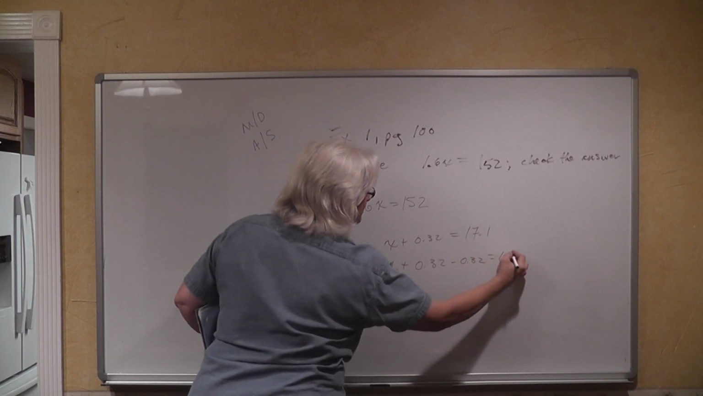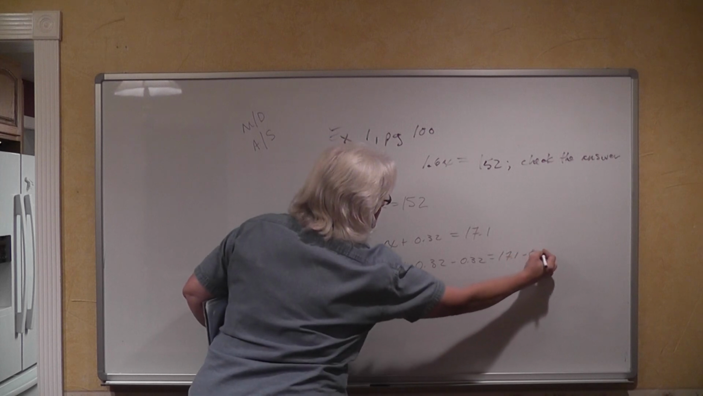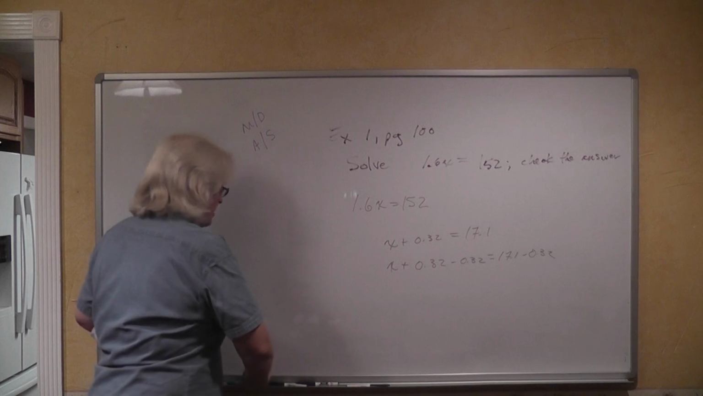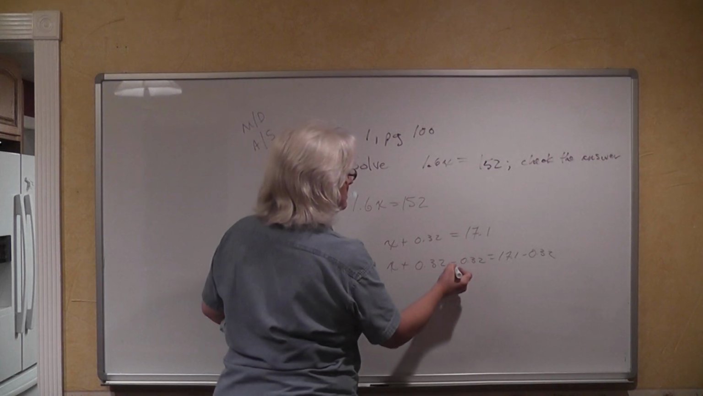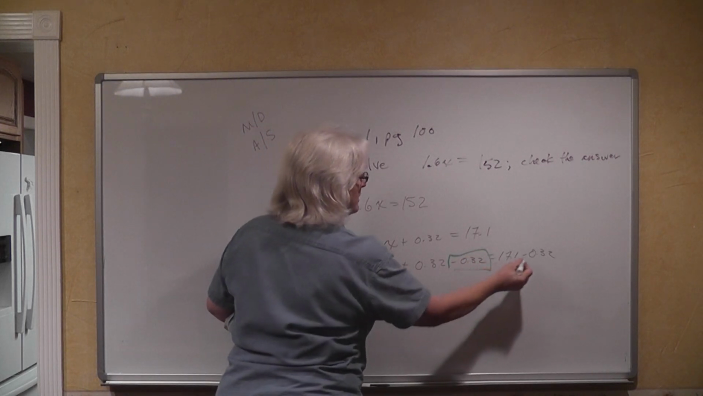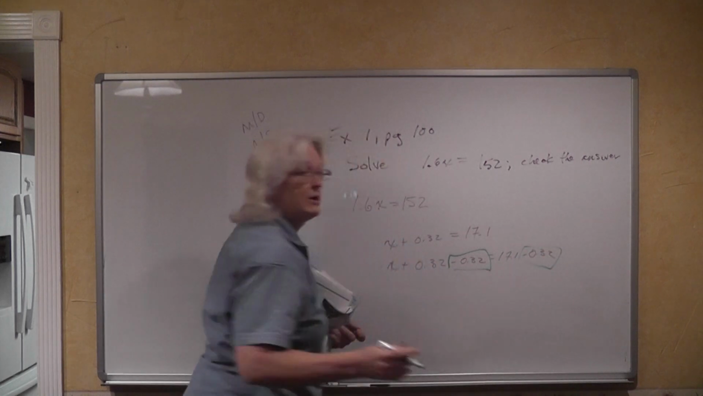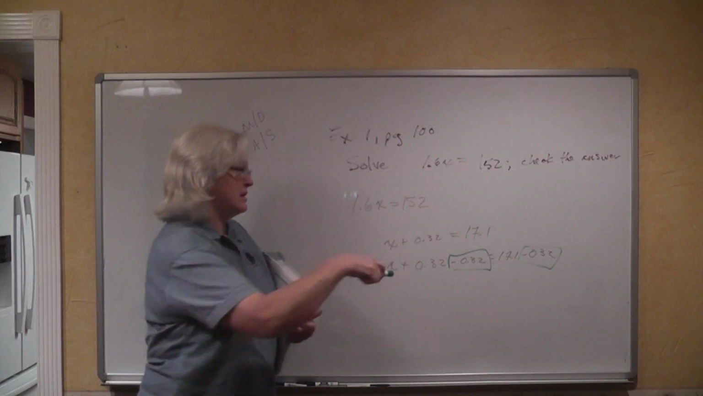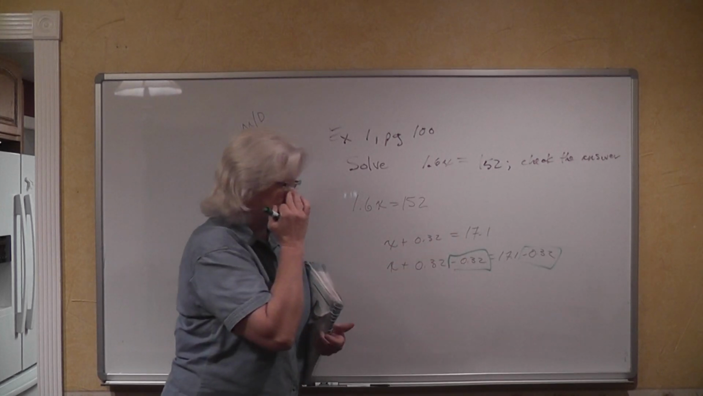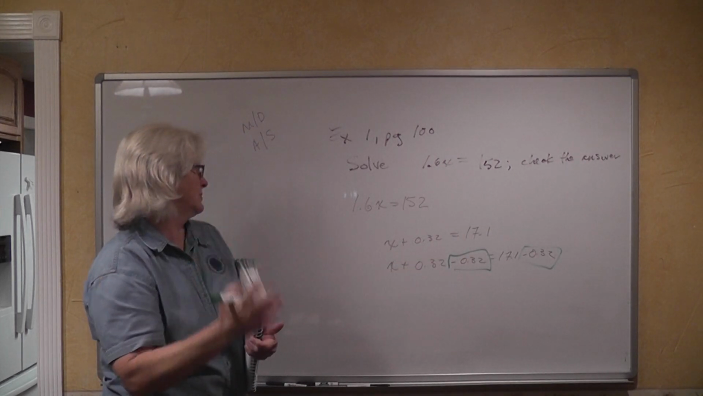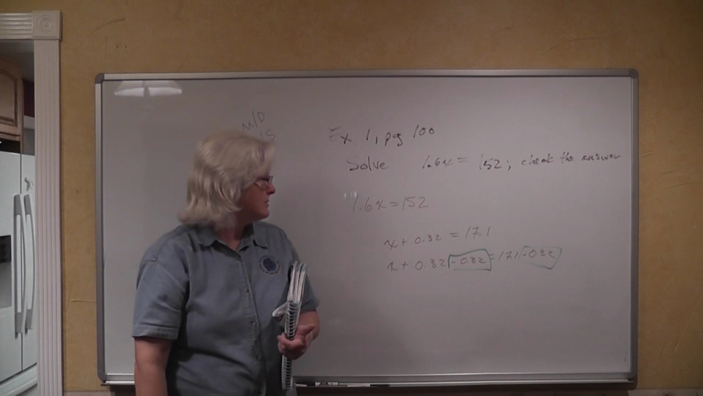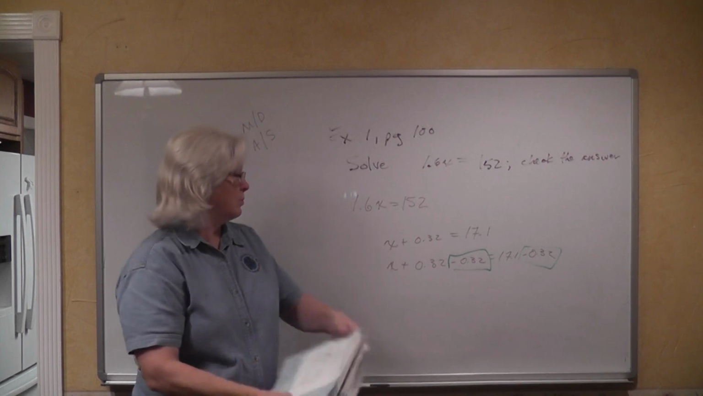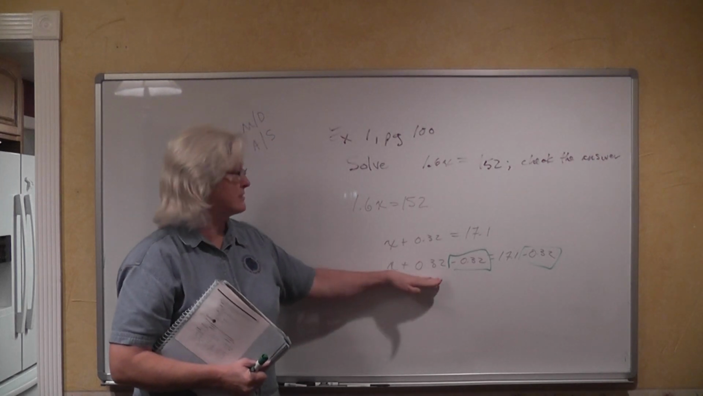0.32 is equal to 17.1 minus 0.32. We have subtracted 32 hundredths from both sides of the equation, so our equation is in balance, and then you have x is equal to whatever our solution is. 16 point, I don't know, 88? 16.78 is what value we have for x.